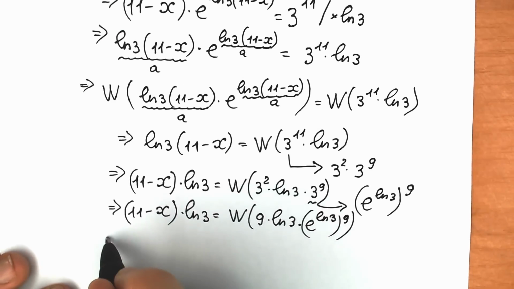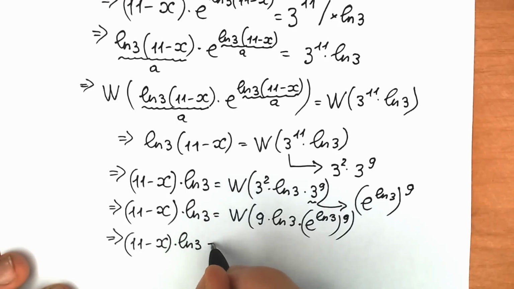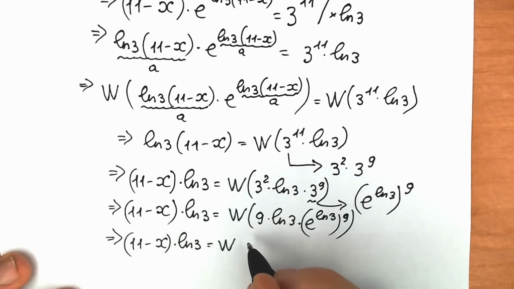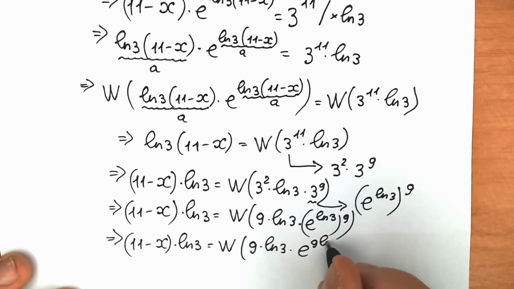Right now, what do we have as a result? Right here we have (11 - x) times natural log 3 equal to Lambert W function of, right here what do we have? 9 times natural log 3 times e to the power 9 times natural log 3. So we can easily raise this to the power 9. So we have e to the power 9 times natural log 3.